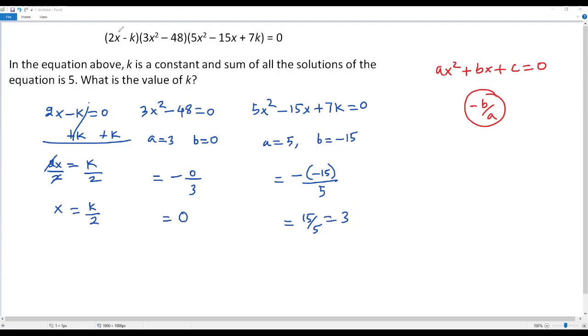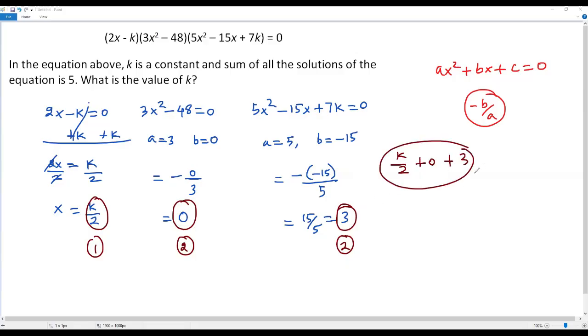Okay, here in this one I have only one solution, k/2, and in this 0 we have the sum of two solutions. Here in this 0 we have the sum of two solutions, and here in this 3 also we have the sum of two solutions. So when I add this one solution, two solutions, two solutions, I'm getting a total of 5 solutions. So let me add all the solutions. The first solution is k/2, and as I said earlier, in this 0 we have the sum of two solutions, and in this 3 also we have two solutions. So here we have the sum of all the 5 solutions of this given equation.